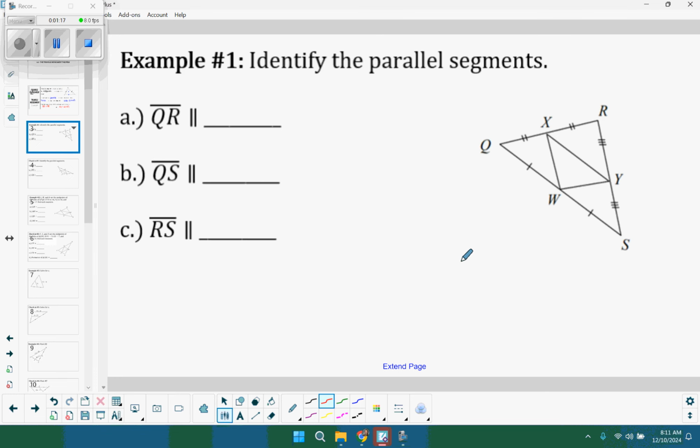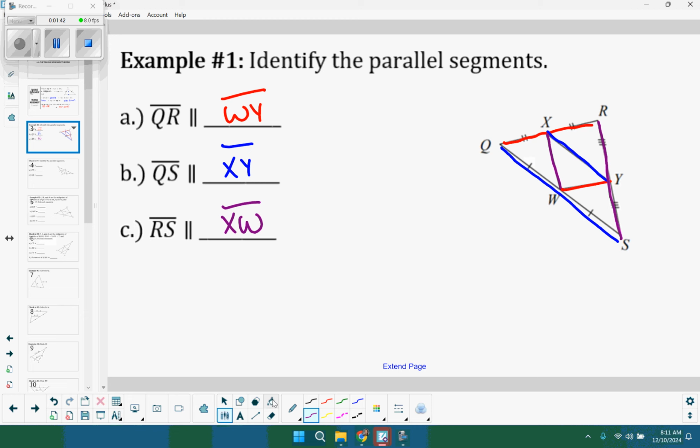In our first example, we just want to identify which segments are parallel. QR is here, so parallel to QR will be WY. QS is here. Parallel to QS would be XY. And then RS was here, and parallel to RS would be XW.